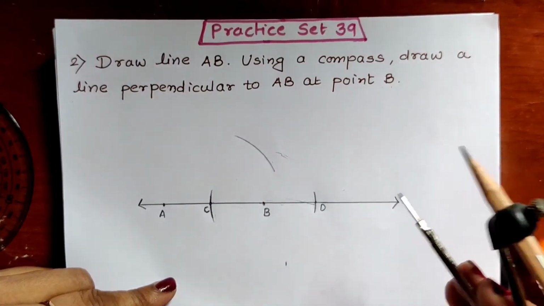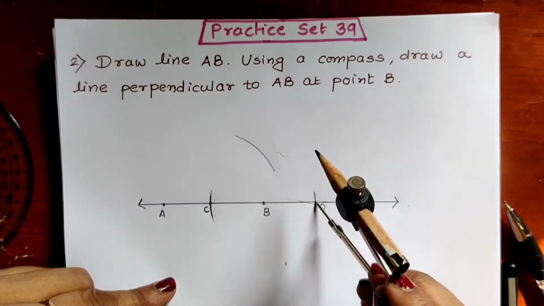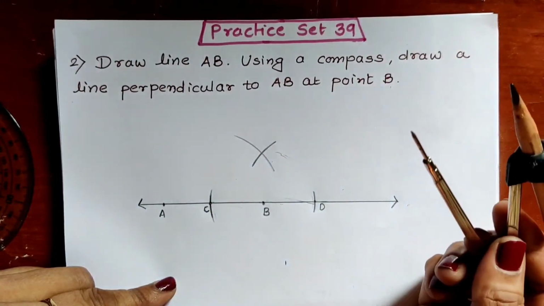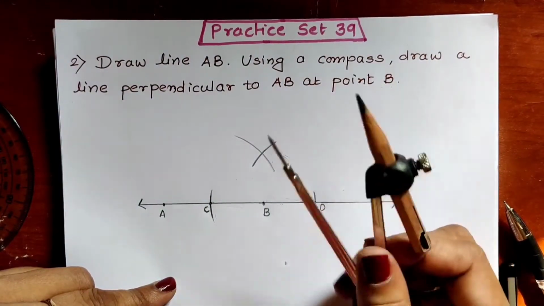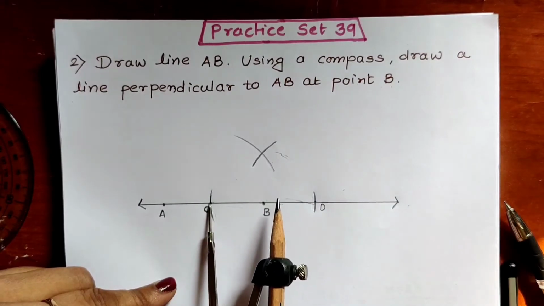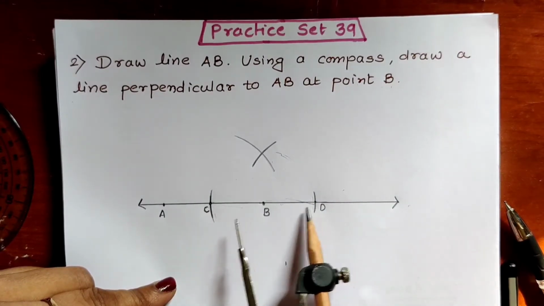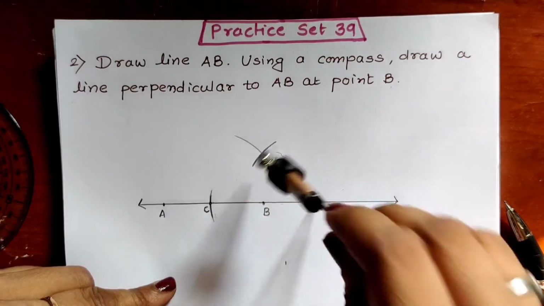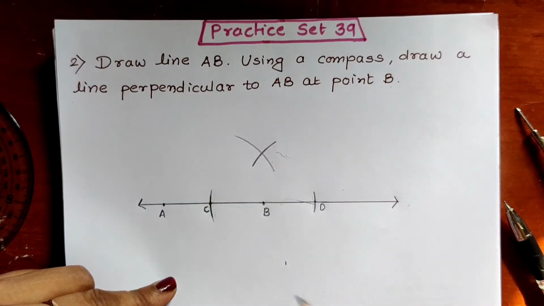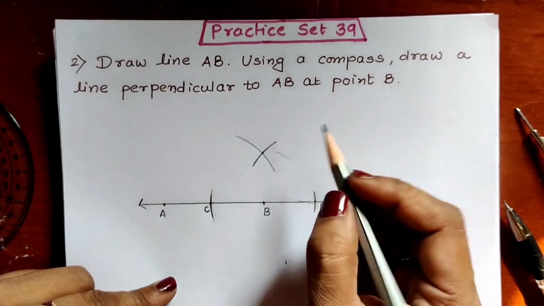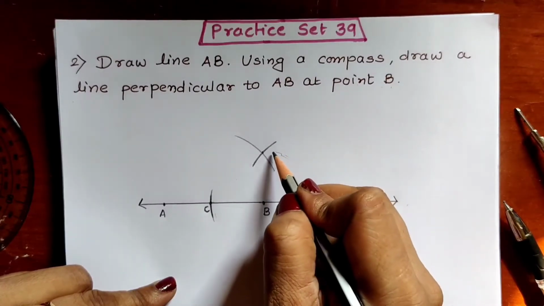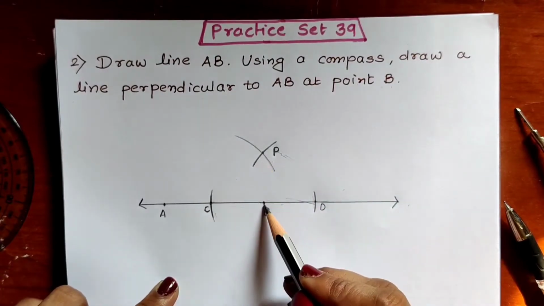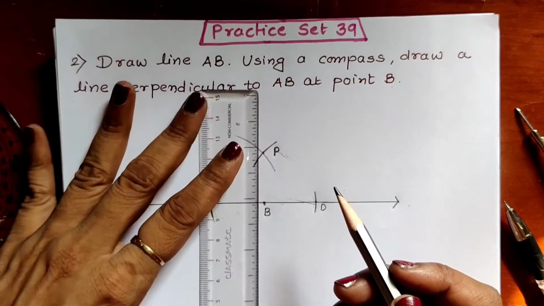Now let us draw the other arc from point D, another arc which intersects the previous arc, in this way, without changing the distance. How much distance have I taken in this compass? I have taken a distance which is more than half of this segment CD. Okay, and then we can draw these two arcs. Now what we have to do, give some name to this point, P. Okay, P, and then join this point P with point B, we can draw a big line.